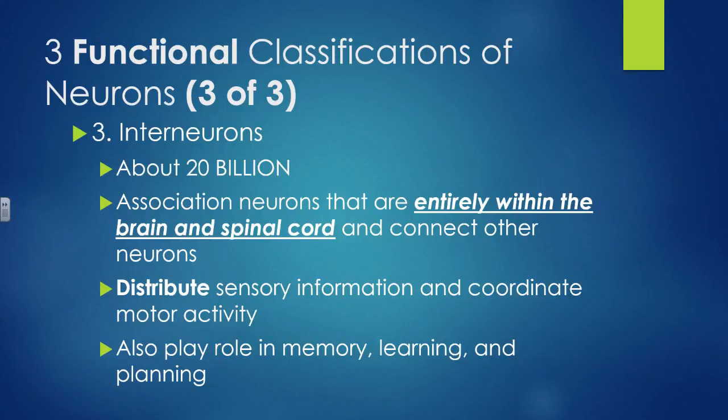They distribute the sensory information and coordinate all of your motor activity, and they also play a role in memory, learning, and planning. So that is it for part 2. Those are all of your structural and functional classifications of neurons, and in the final part, part 3, we're going to be talking about the neuroglia.